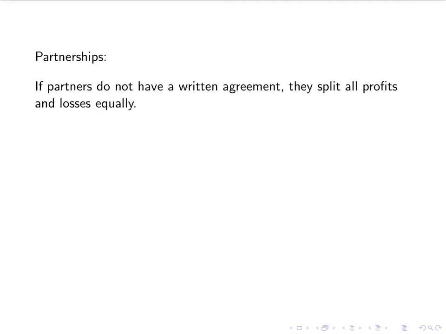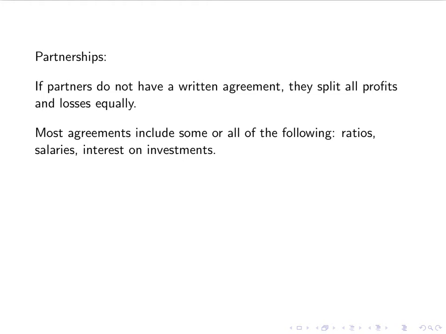So a partnership is, again, a company that's owned by at least 2 people. And if they don't have a written agreement, then they split all profits and losses equally. Most agreements, though, include some or all of the following. Ratios. Almost every partnership is going to involve some type of ratio. Then they might also have salaries, and they might also have interest on investments. So these are the 3 main ones, so these are the ones we're going to deal with.